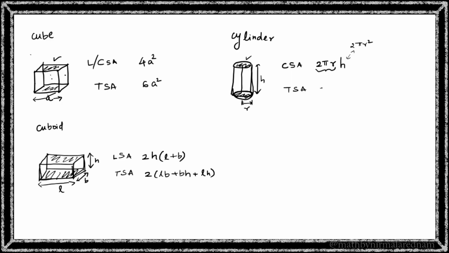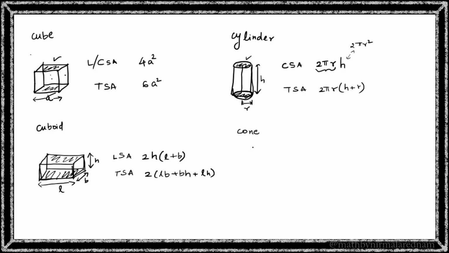I will take 2 pi r common and write it as h plus r. This is going to be the total surface area of the cylinder, right? Next, let's move on to cone.